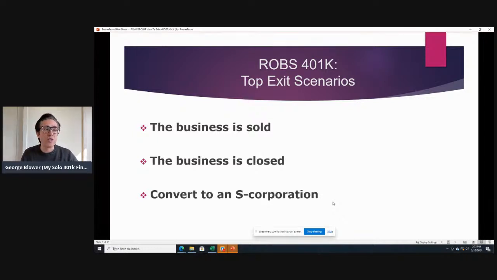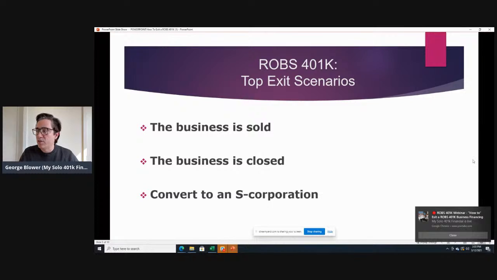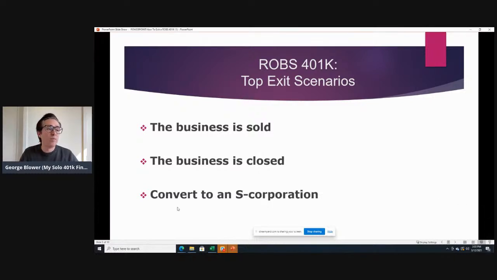So some of the top exit scenarios would be you sell the business. Another exit scenario would be is your business closes. Let's say your business becomes insolvent. And then another scenario would be you still want to own and operate the business, but you don't want to own it. You want to now operate it as an S corporation. Remember, we talked about one of the foundational requirements is that you have to own and operate the business as a C corporation. So if you want to convert to an S, you have to get to a place where you no longer own stock in the company through the 401k. So we'll address that as we go through the slides.